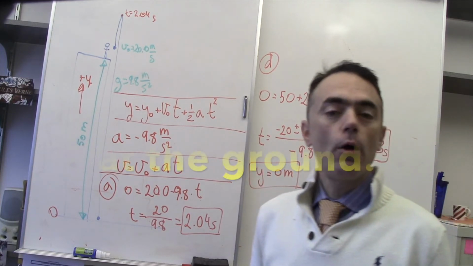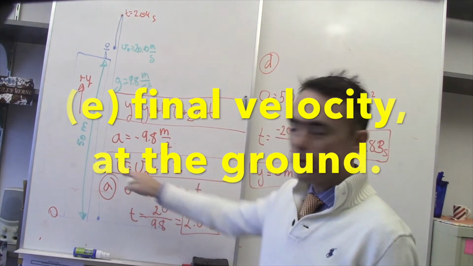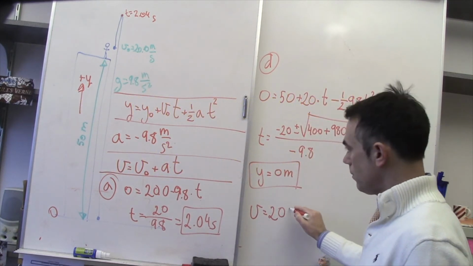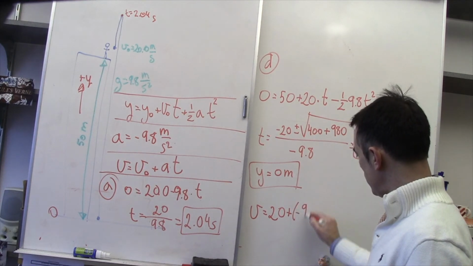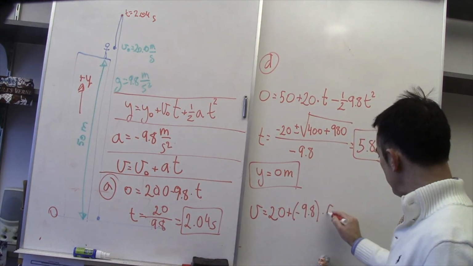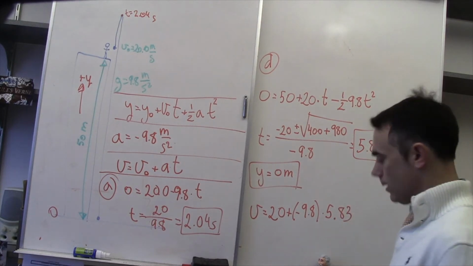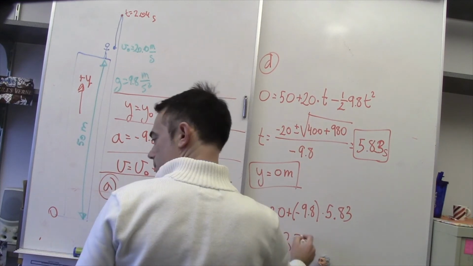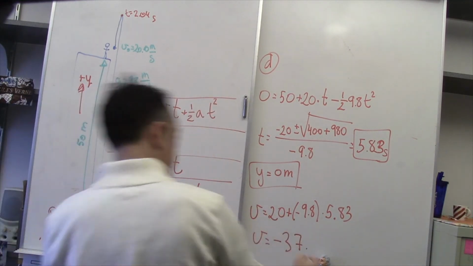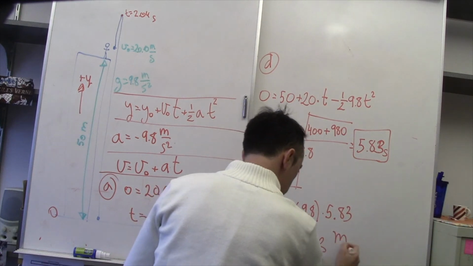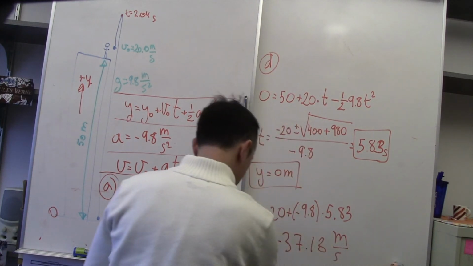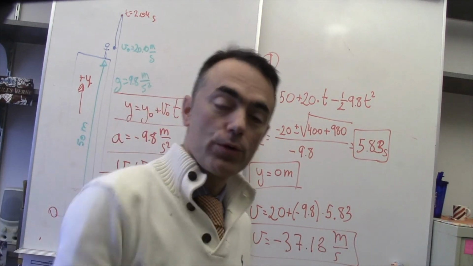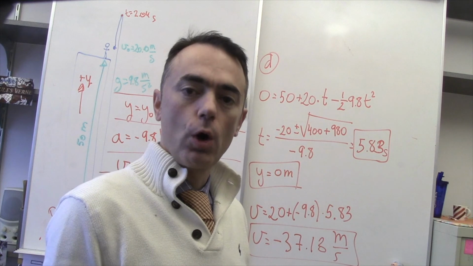And what about the velocity? Well, I can just use this expression here. The velocity is going to be the initial velocity plus the acceleration, which is negative 9.8, multiplied by 5.83 seconds. This gives us a final velocity of negative 37.13 meters per second. Sorry, Albert. Negative indicates that it's going downwards, in comparison to positive, which was going upwards.